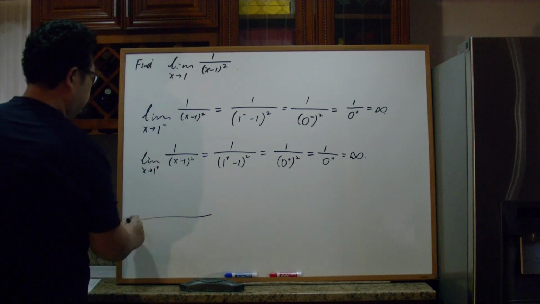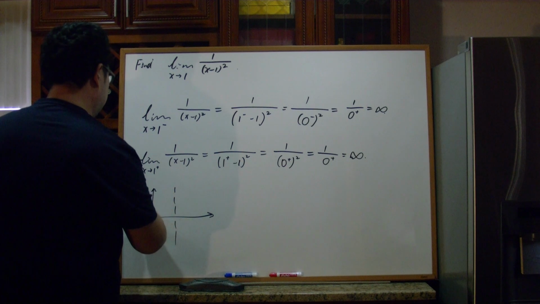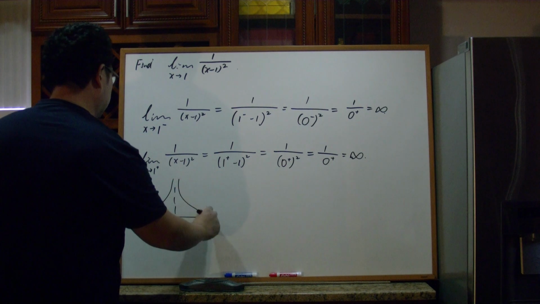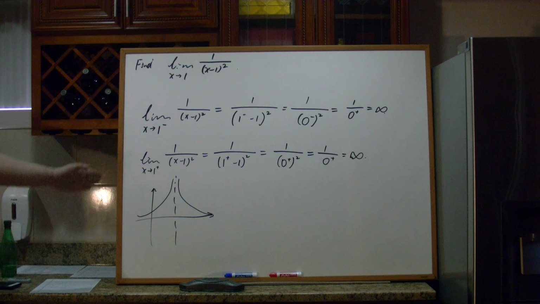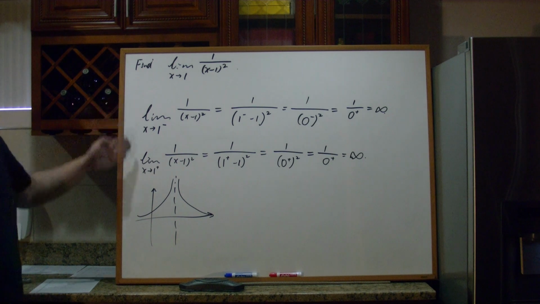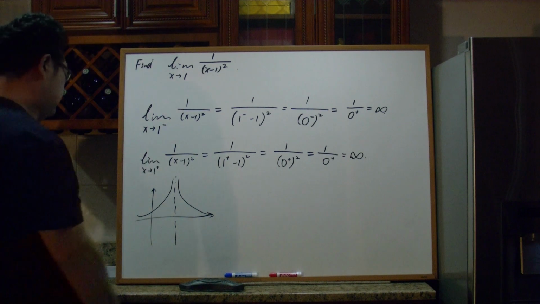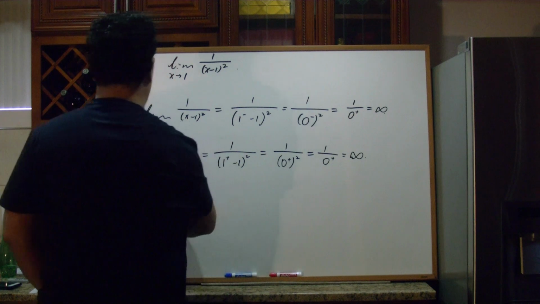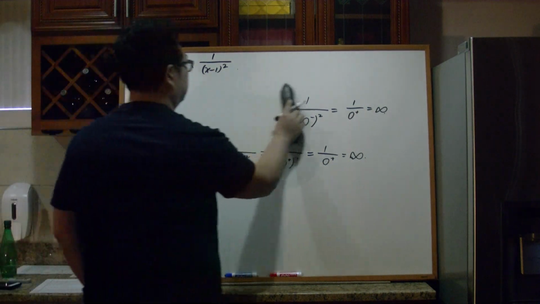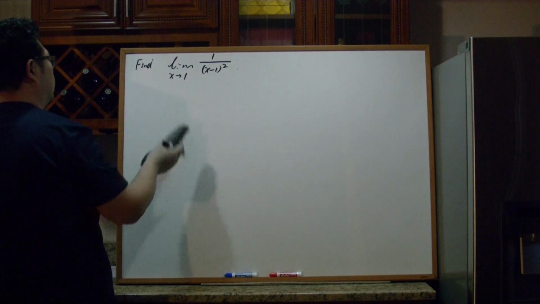Right, so if we see it in the graph, on the x-y axis, at 1 we get a vertical asymptote, and both sides approach positive infinity. It doesn't mean the limit exists, it just means that for each side it approaches positive infinity. Right, that's what this is.